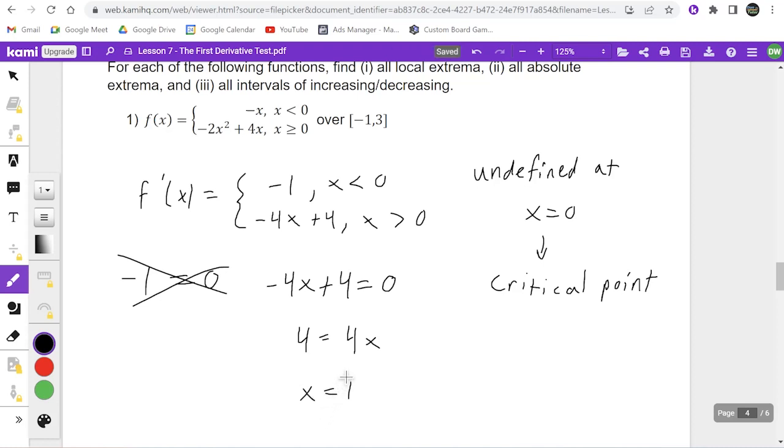Be very careful with the piecewise function. x equals 1 works because we're in the region where x is greater than 0. If I flipped these bounds for whatever reason, then it would no longer be a critical point. You wouldn't even consider x equals 1 at all. But x equals 1 is another one of my critical points. So now I have two critical points, one at 0, one at 1.